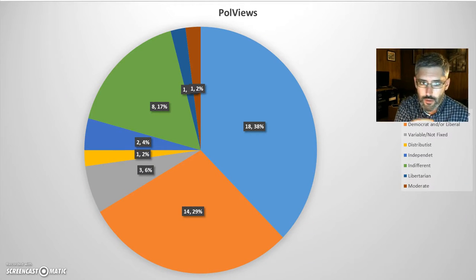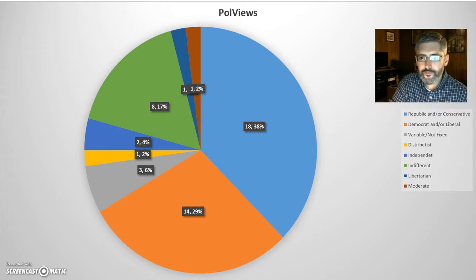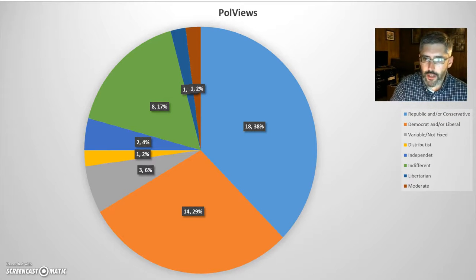As for ethnicity, the majority of you guys are Caucasian, but we have some other representation as well. Political views, I thought this one was pretty interesting. It's pretty close between the Republican and Democrat. About 38% Republican and or conservative, and about 29% Democrat and or liberal.